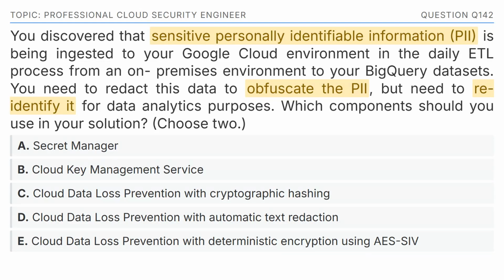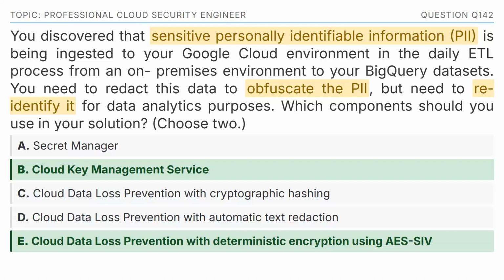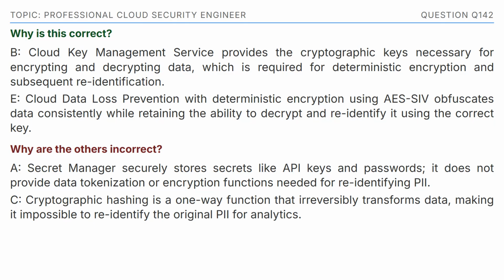To arrive at the correct answer, we focus on the keywords: sensitive personally identifiable information, PII, obfuscate the PII, re-identify it. The correct answers are Option B, Cloud Key Management Service, and Option E, Cloud Data Loss Prevention with Deterministic Encryption using AES-SIV. Why is this correct?